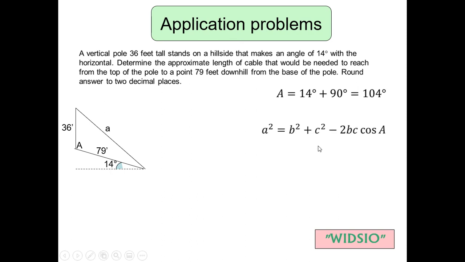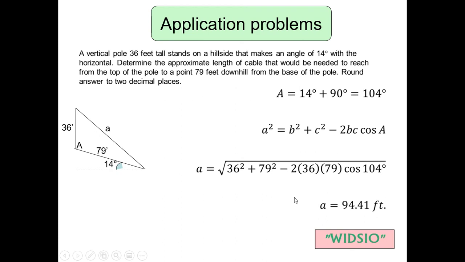Now that we know that, then we can use our law of cosines. And what do we have? 36 squared plus 79 squared minus 2 times 36 times 79 times cosine of 104. And A is equal to 94.41 feet. So A is the largest angle, side A is the longest, so makes sense. All right, we'll continue on.